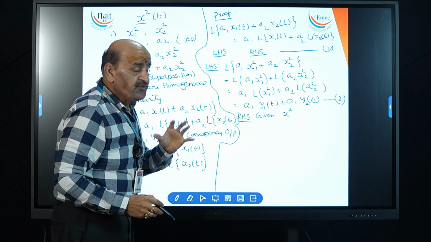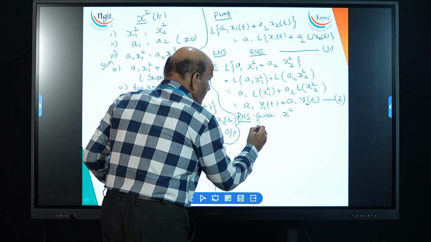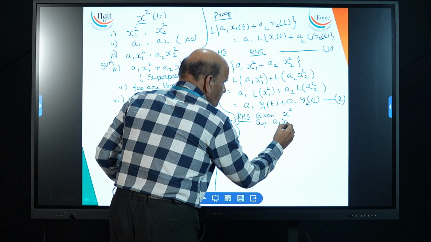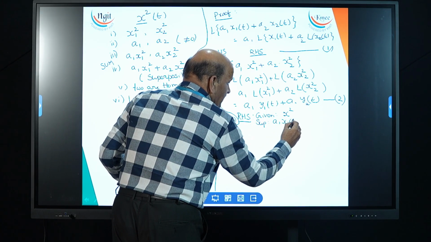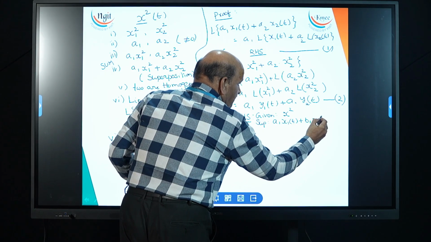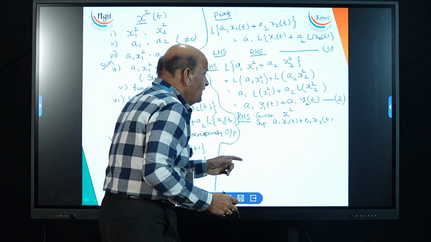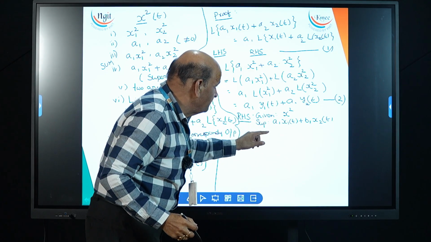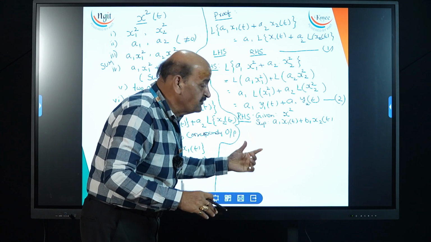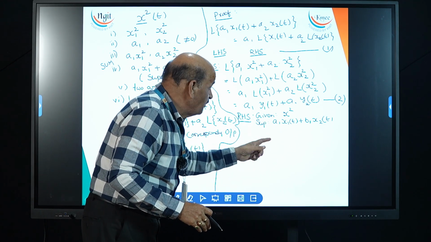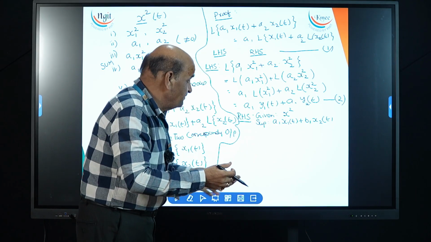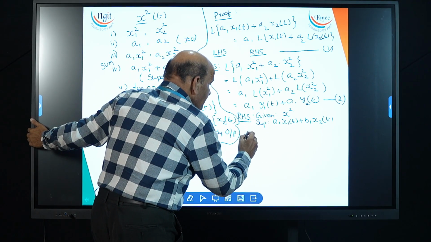What superposition signal did we get? The superposition signal is equal to A1 x1 of t plus B1 x2 of t. This entire thing is a signal. The given signal is only x, but what we got is a superposition signal. Now substitute the superposition signal in the given signal.